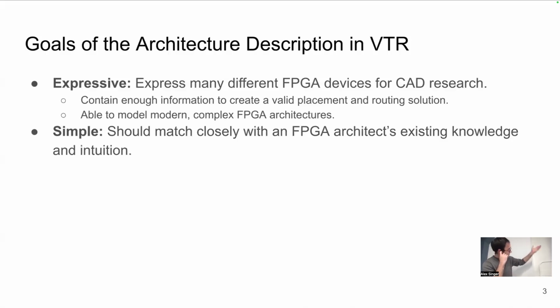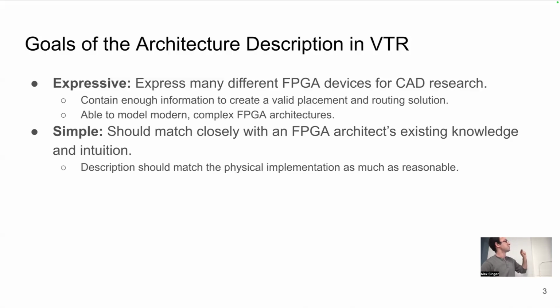Finally, or next, it should also be simple. We want it to match closely with an FPGA architect's existing knowledge and intuition. What does that mean? It shouldn't be focused on what the CAD tools want. It should be for an FPGA architect, someone who laid out the transistors and everything of the FPGA. When they write this architecture description file, it should be relatively easy for them. It shouldn't be like, oh, I need to change my thinking process into this programming view. It should really be a description of the architecture.